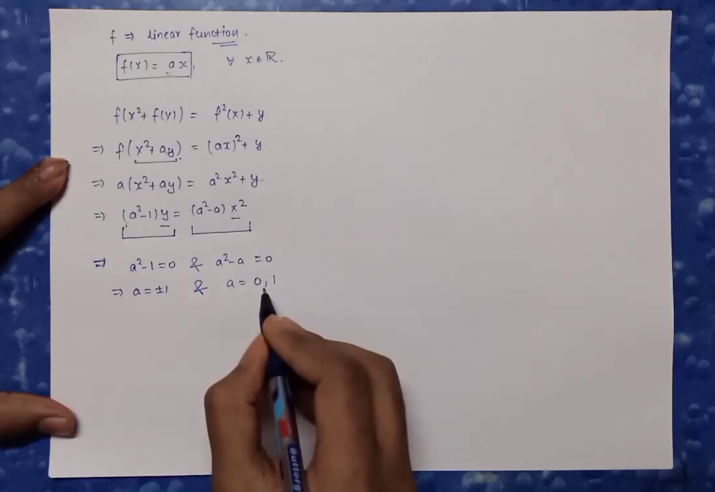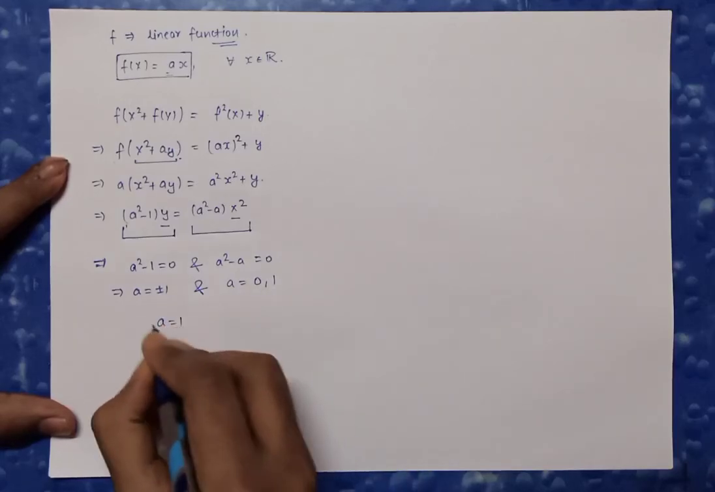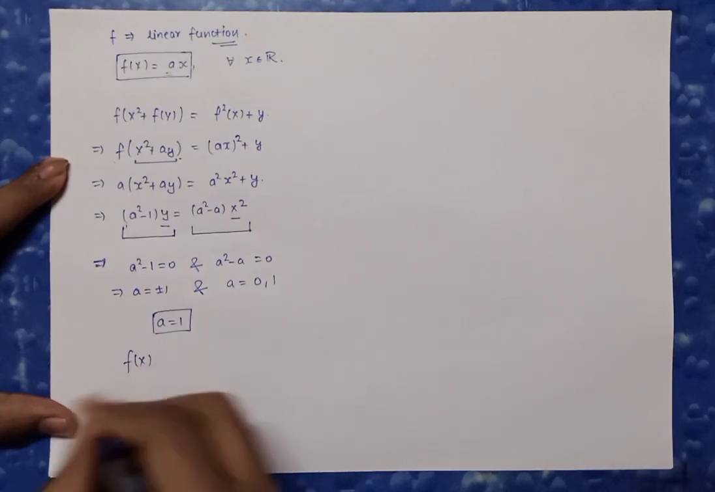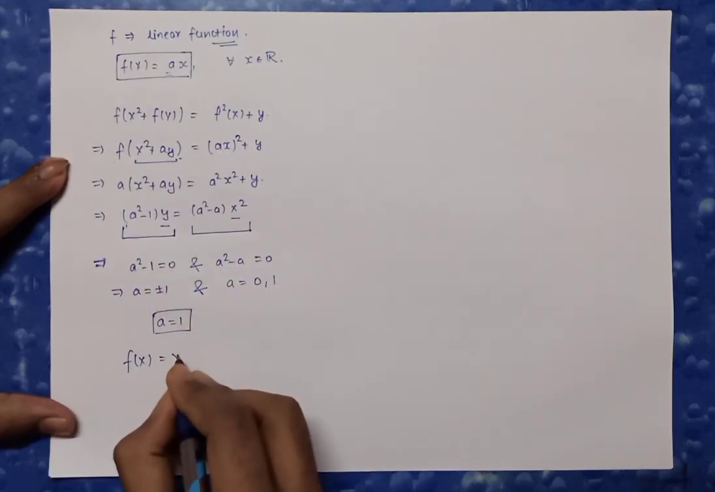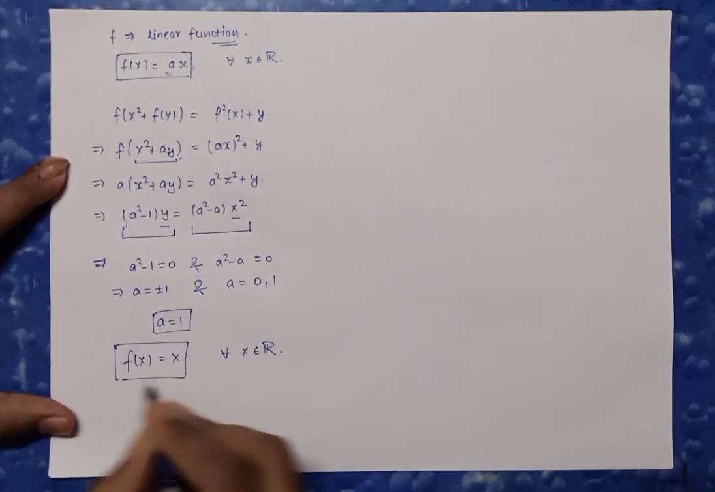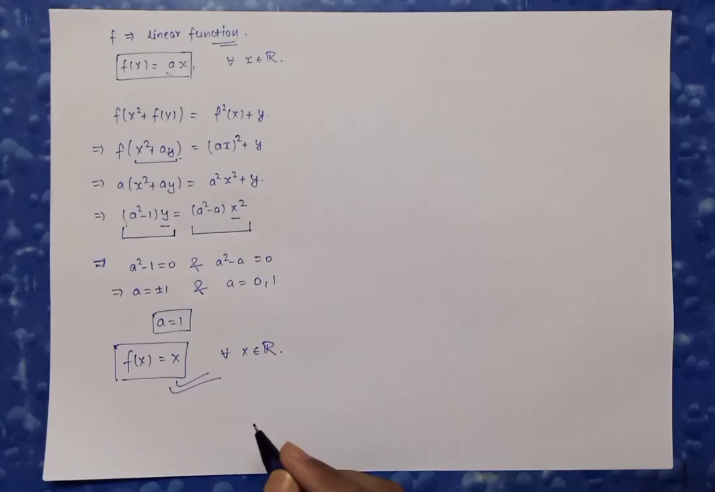So what are the common values of a here? Just a equals to 1 is the common value. Therefore the function is nothing but f of x equals to x for all x belongs to real R. So hence this is our solution to this question.